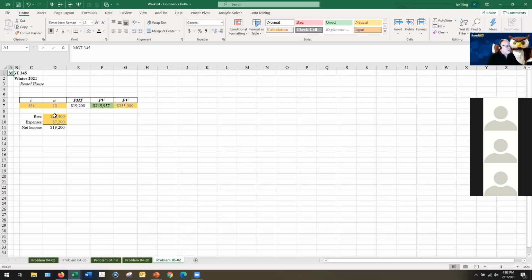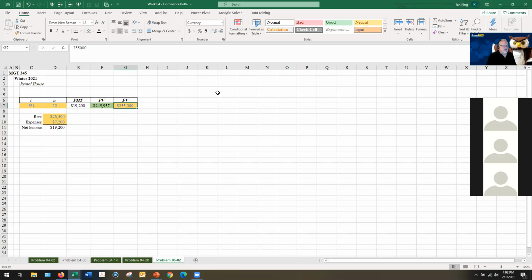So you have rent every year of $26,400, expenses of $7,200. That gives you a net income of $19,200 every year. So what's your time period? 12 years. Interest rate, 8%. The payment, the amount you get every year, the annuity essentially, is $19,200. In the future, you're going to sell it for $255,000. That's your future value.